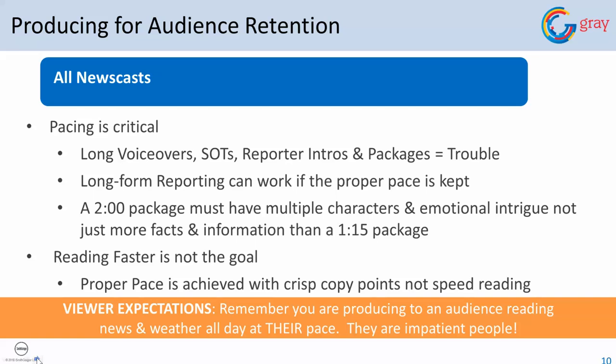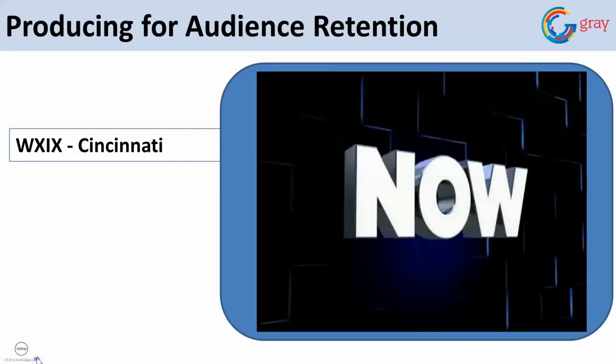We want to remember that we're producing to an audience that's reading news and listening to videos and weather all day long at their pace on their apps, our apps, on their phones, on our websites, on other people's websites. So they're going to be impatient people. If we're expecting them to sit through our pace of a local TV newscast that's the same as it was 5 and 10 years ago, and they've been used to a different kind of pace, we're really putting ourselves at peril. So I'm going to show you several different examples throughout this entire presentation.